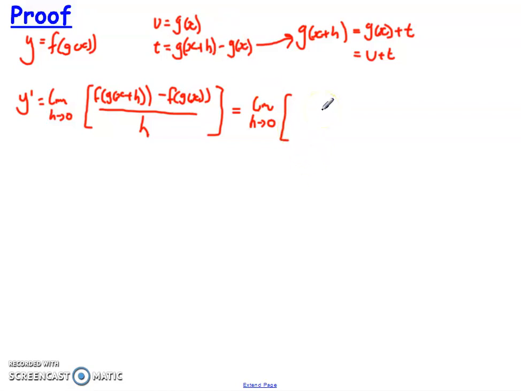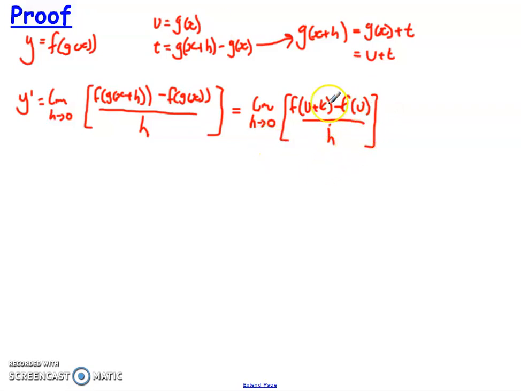So what I'm then able to do is use this to rewrite my derivative formula, and I can rewrite it as f of, well, g of x plus h here is given by this here, so f of u plus t, take away what would be f of g of x, but I know u is equal to g of x, take away f of u, all divided by, well, I'm looking for h for the bottom there.